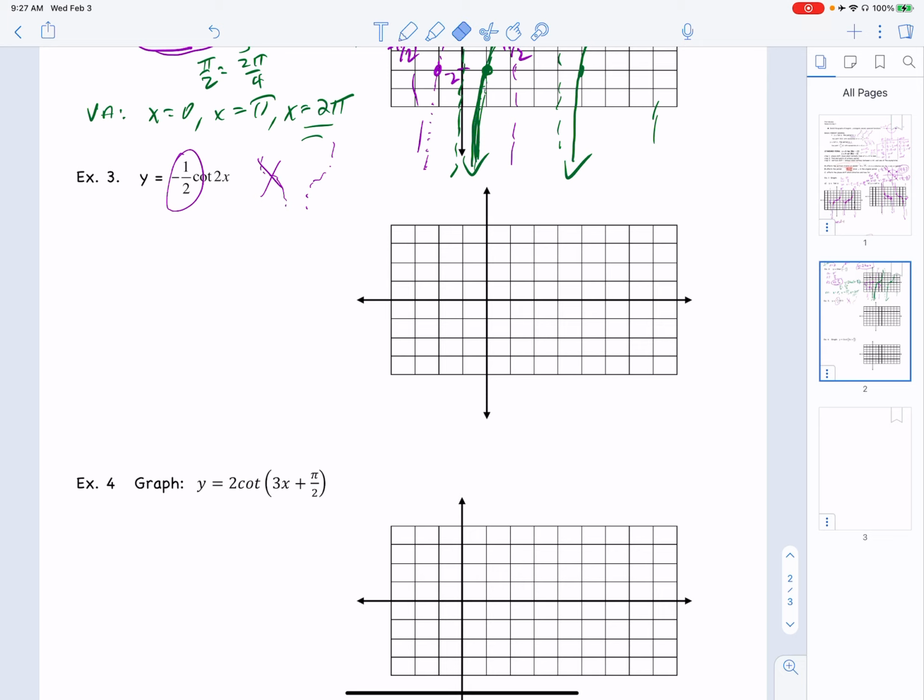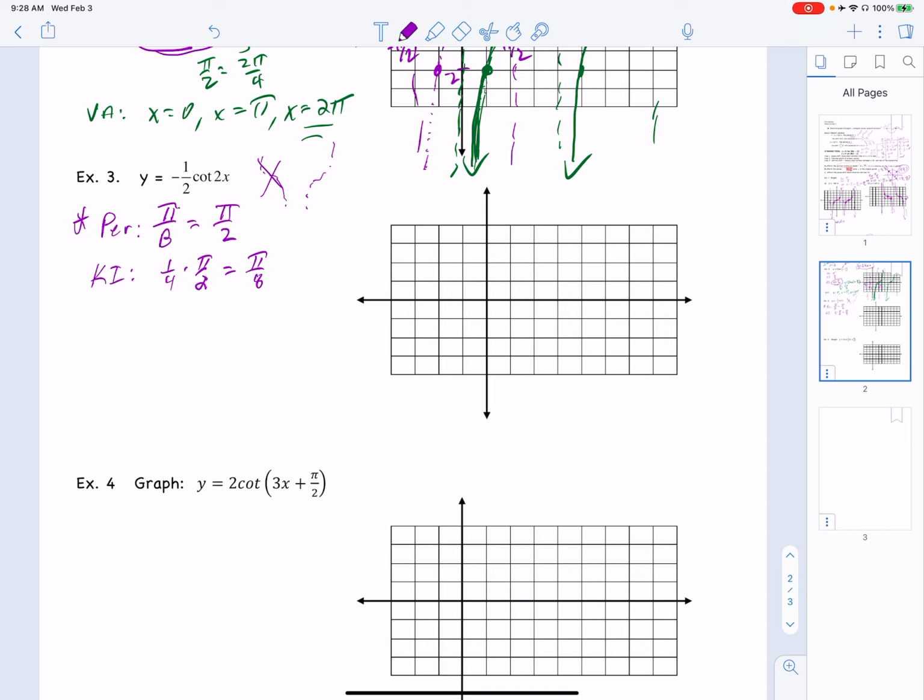That's what's happening there. And so let's look now, period. This is important. It is pi divided by b. And so b is 2, so my period is pi halves. And my key increment is going to be 1/4 of this period. So it's going to be pi eighths.